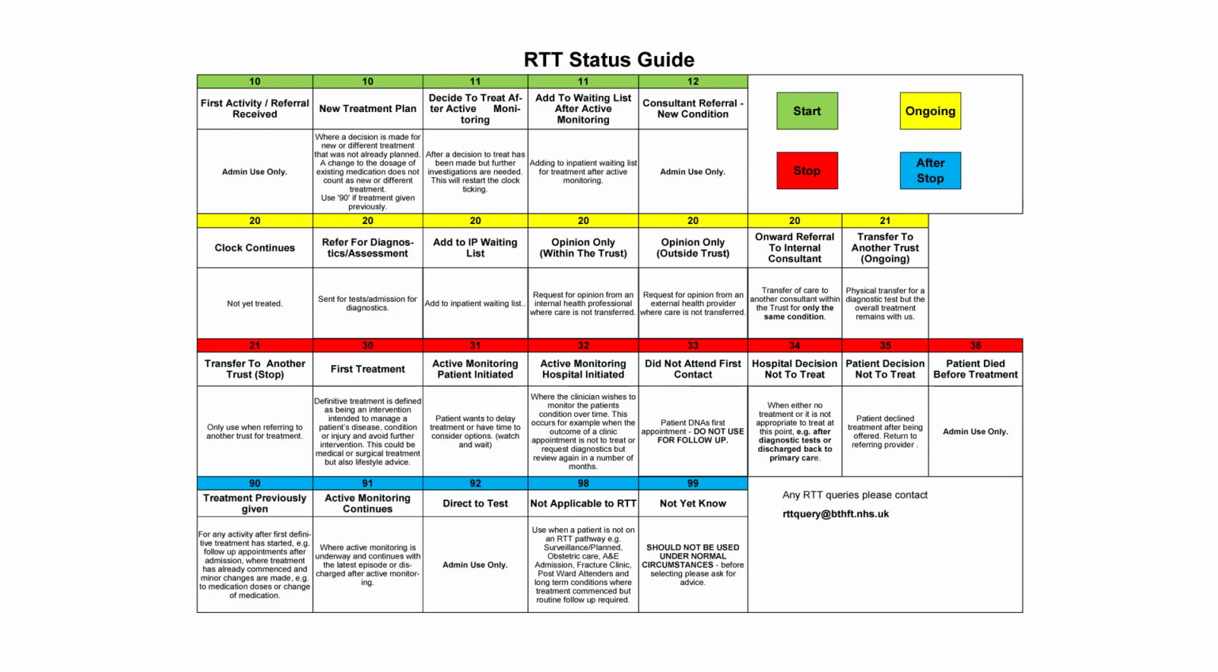The other code I have not included in the example journeys is code 12, which, as you can see, is a consultant referral for a new condition. So the majority of our referrals within the trust are usually internal regarding the same condition. So if it's regarding the same condition, then that would actually be a 20 and the clock would continue ticking. So a 12 would only be regarding a completely new condition altogether.